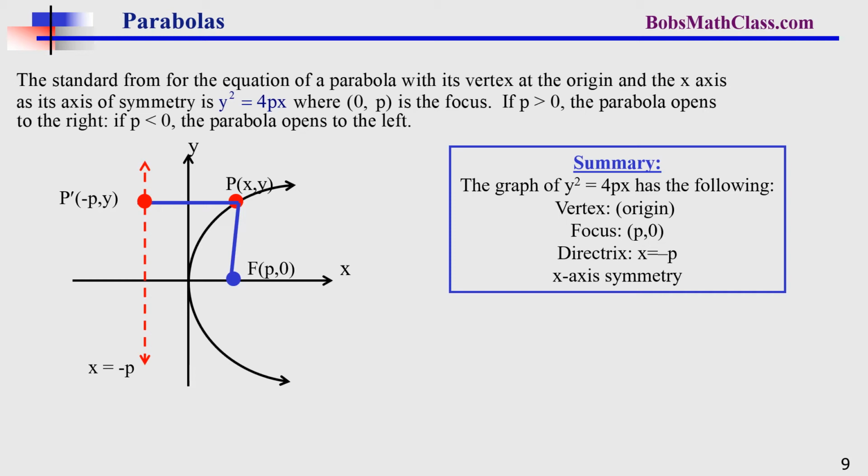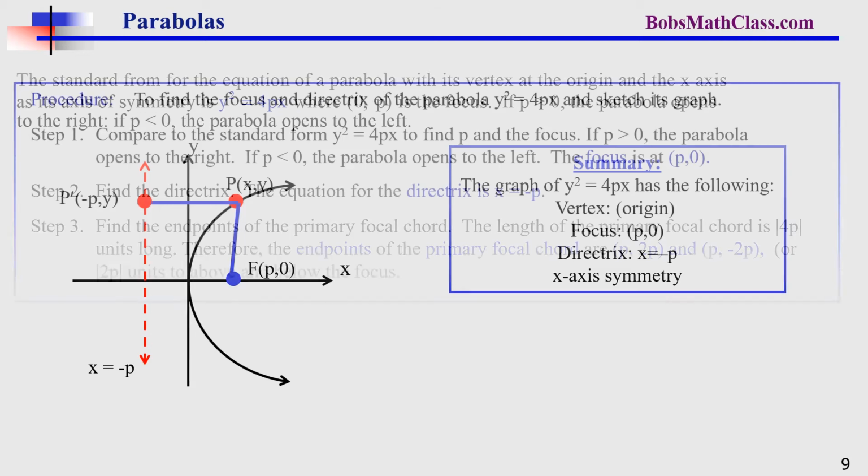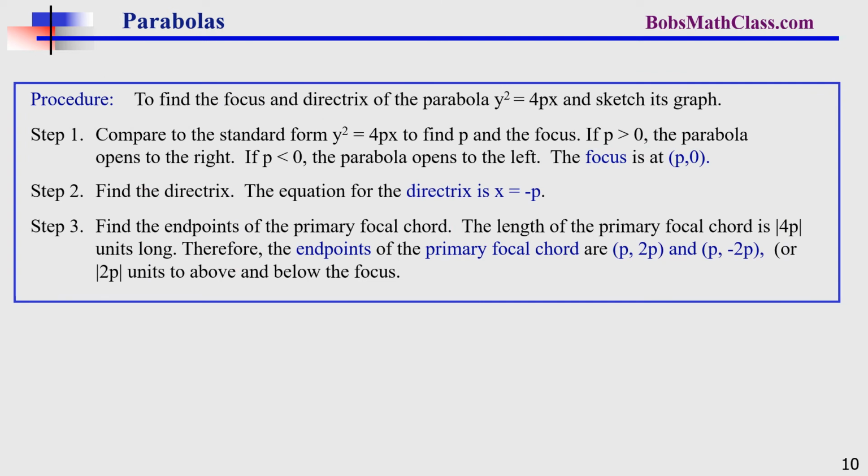So in this case, our directrix is a vertical line. When a parabola opens up or down, the directrix is a horizontal line. But when it opens left or right, the directrix is a vertical line. Okay, let's do a problem. The procedure is just about the same. We're going to compare it to the standard form.